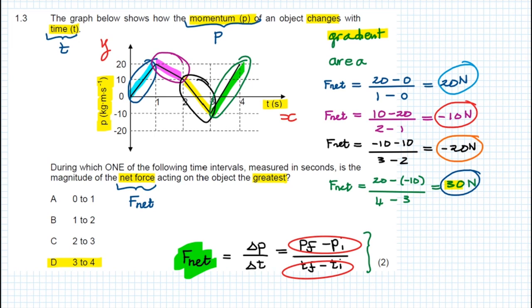You could also answer this question by simply looking at the different gradients of the different sections of the graph. But if you look just at first glance, it looks like these gradients are the same. So I wouldn't do that. I would actually calculate the gradients as I have done and use the answers to determine the answer to a question like this.